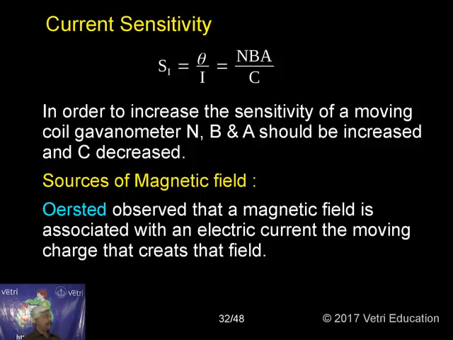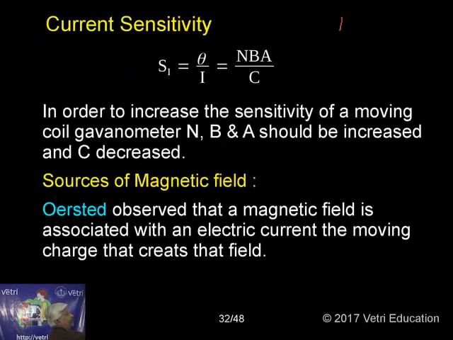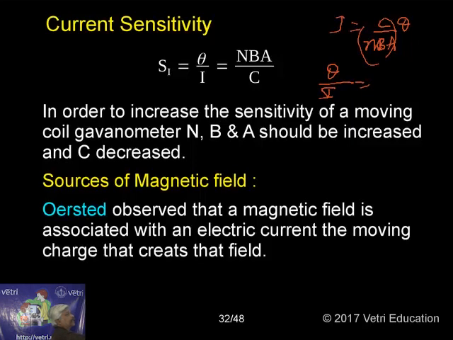That is NBA by C. Why? Because just now we have seen the value of K is equal to C by NBA, because I is equal to C by NBA theta. This C by NBA is a constant, as I already told you. So from this I want to find theta by I. So theta is there, this I goes to the other side, and it comes on the other side as NBA by C. That is called current sensitivity.